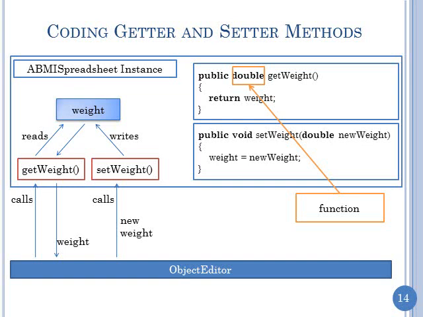So get weight is a function. And if that's a function, set weight is a procedure. We saw last time function and procedures. Main was a procedure, and calculate BMI was a function. It returns nothing. That's why the word void.